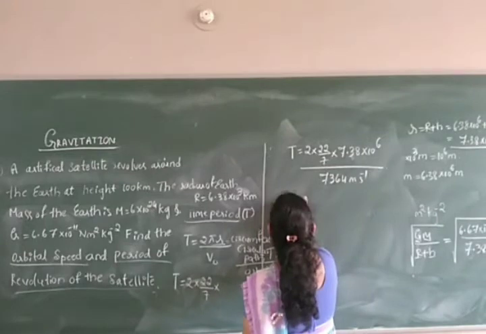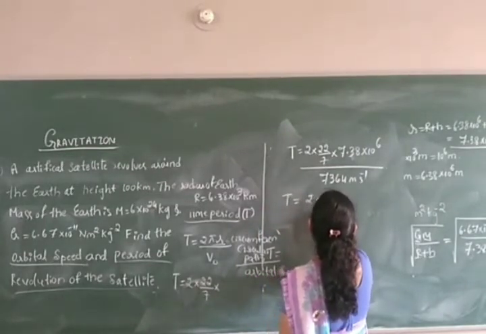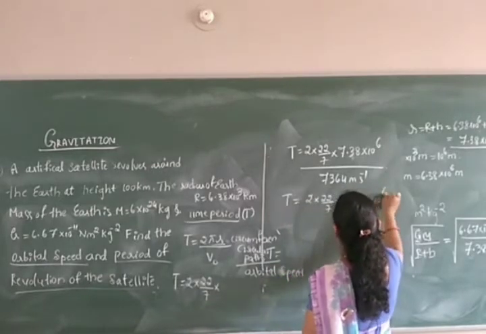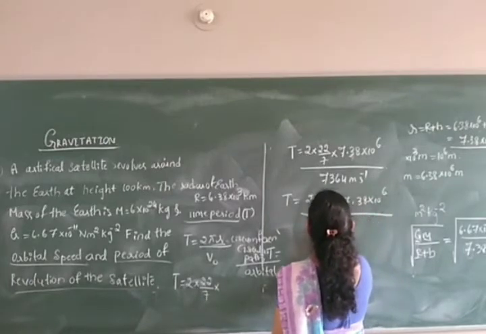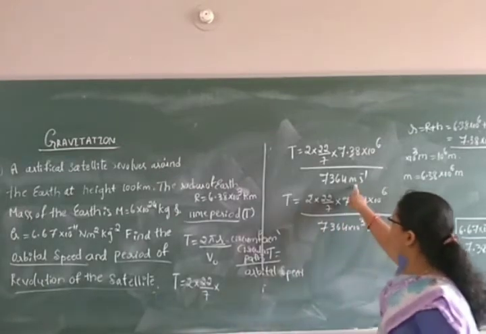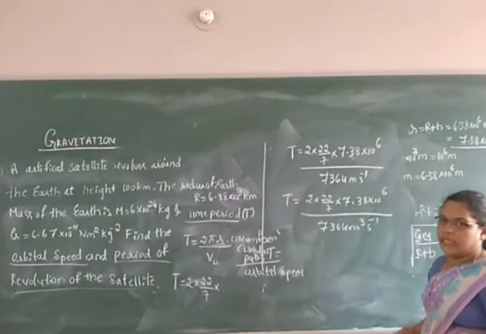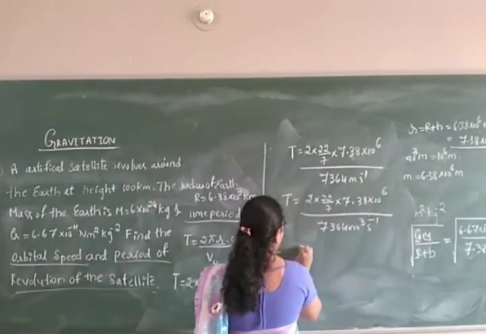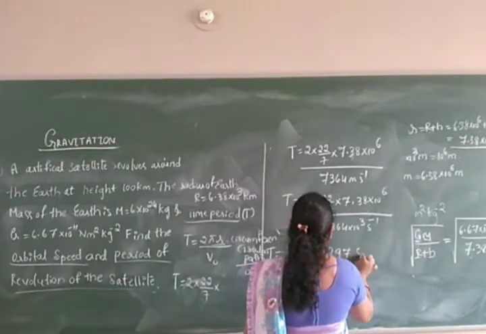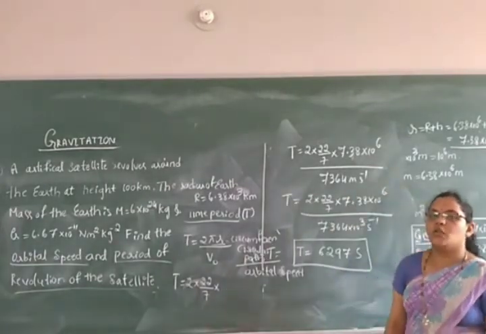Now we'll get T is equal to 2 into 22 by 7 into 7.38 into 10 to the power 6 divided by 7364 into 10 to the power 3 per second. Because it is meter per second, I will just convert it in terms of only per second here. What is the total time period? We'll get 6297 seconds. This is the time period of the satellite to complete the revolution around the earth.